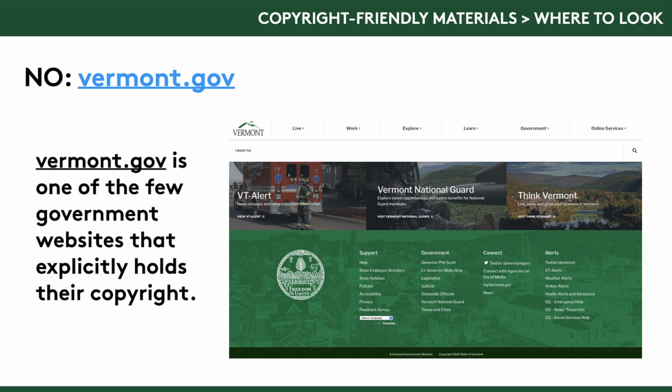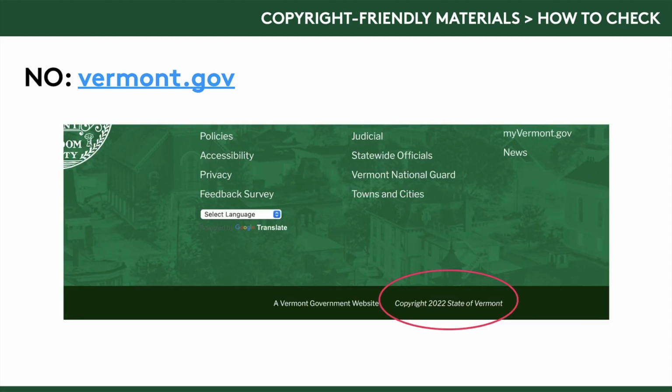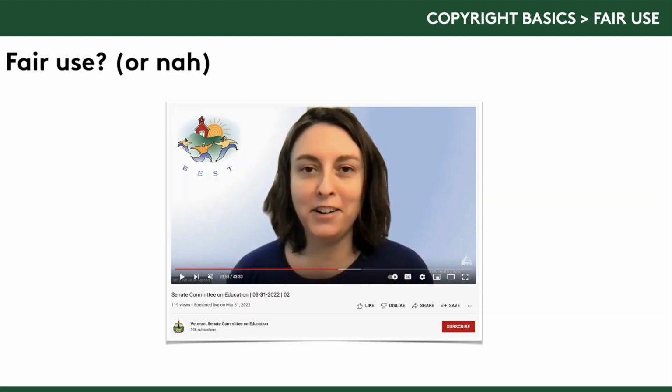Vermont.gov is one of the few government websites that explicitly withholds their copyright. Nothing on the Vermont.gov site is available for you to use without their express permission. So that's their right. They can absolutely do that. How would you know this? That's because if you look down at the very bottom of the site, you can see that they have an explicit copyright statement there. And so that's what you're looking for when you're looking at government websites to make sure they're available to you. Fair use or not.